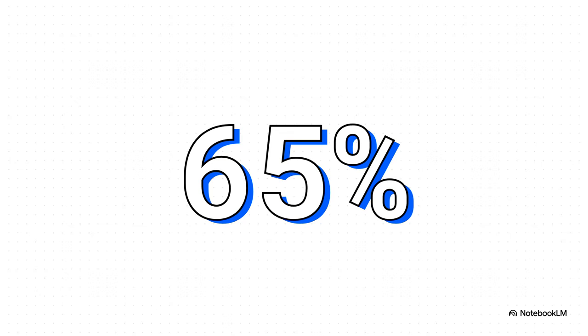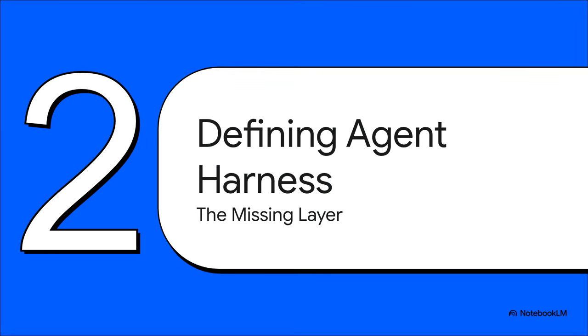When a model fails in production, it's usually suffering from context drift, schema misalignment, or state degradation. Basically, it just forgets where it is in the workflow. The intelligence is absolutely there, but the operational reliability, it's entirely missing. Which brings us to Section 2, defining the agent harness. This is the missing layer that solves this exact problem.